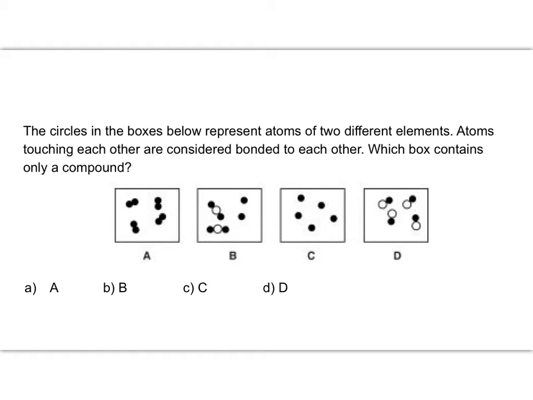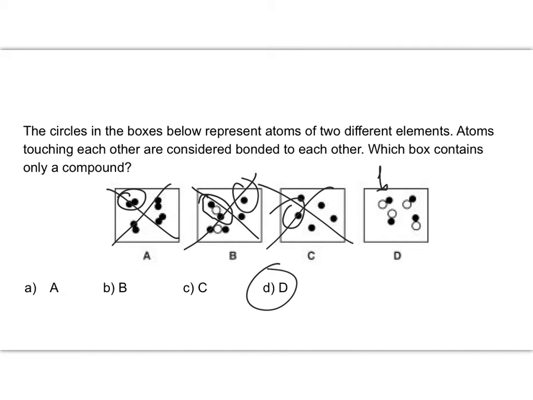Well, box A has a molecule, but each of those atoms, they're all the same, so that's actually an element. Box B has a compound here, right? That's two different types of elements bonded together, but it also has this other solo element or atom, so that makes that a mixture, not a compound. And just like in choice A, choice C is made up of all the same type of atom, so that's an element. So the only choice that's left is D, which has molecules made of two different elements bonded together.